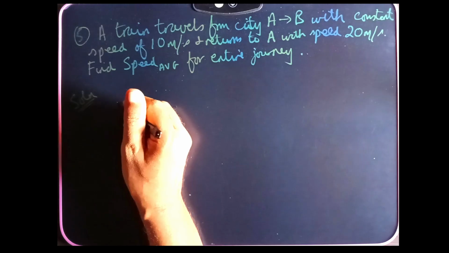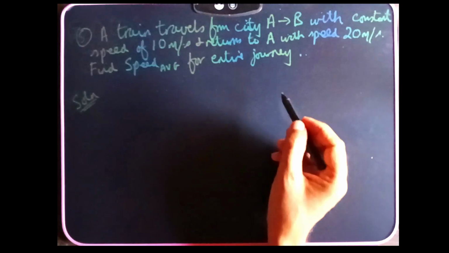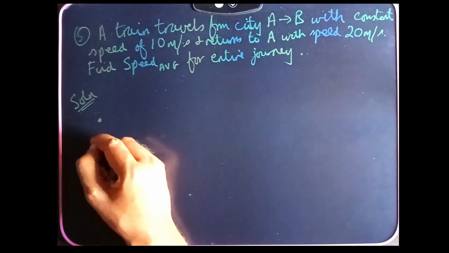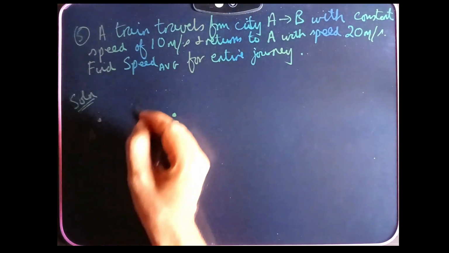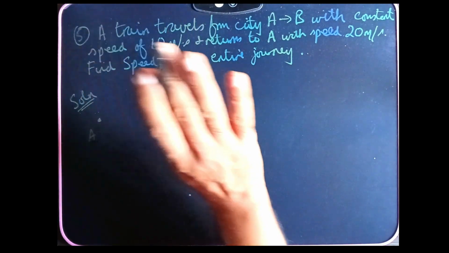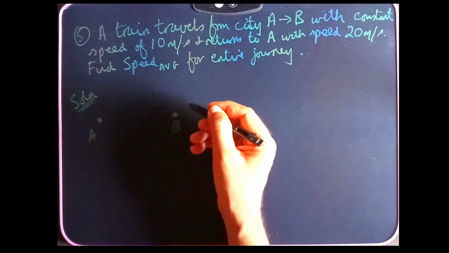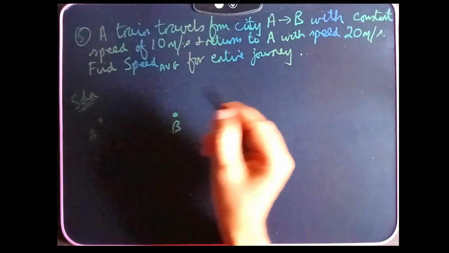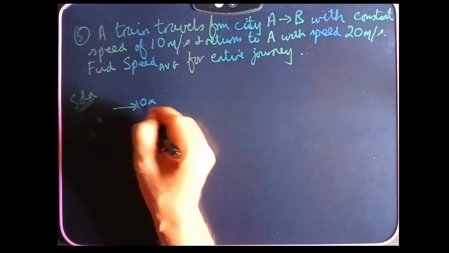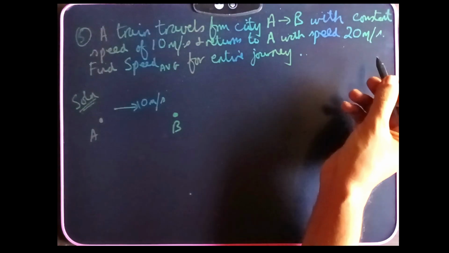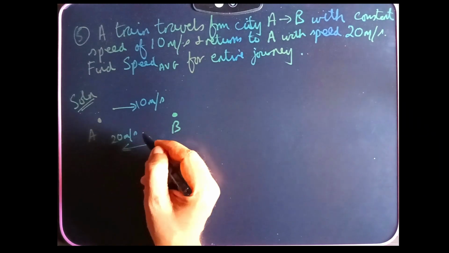So what is given here? There are two cities, A and B. The train travels, and the train is considered as a particle. This is the particle at A, and this is the particle at B. The train reaches B with a constant speed of 10 meter per second, and returns to A with a constant speed of 20 meter per second. Find average speed.